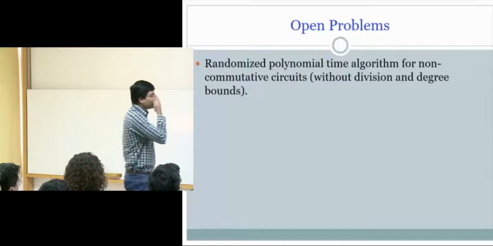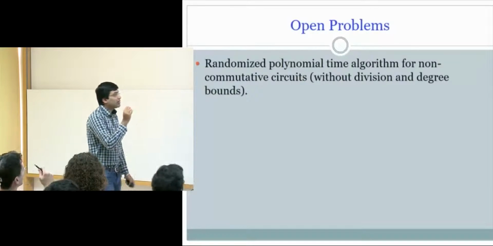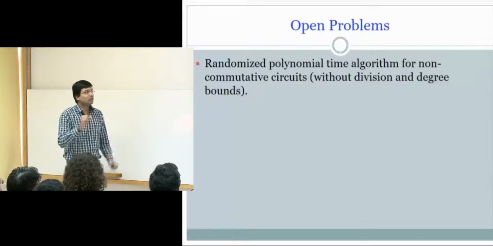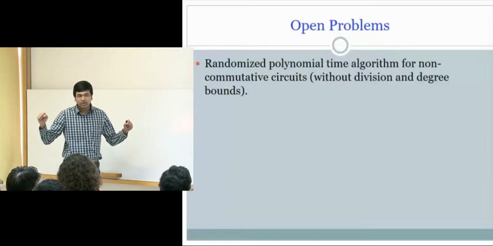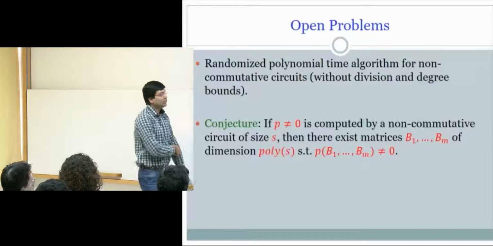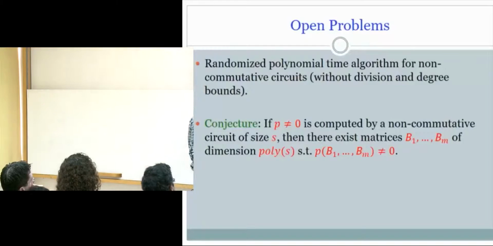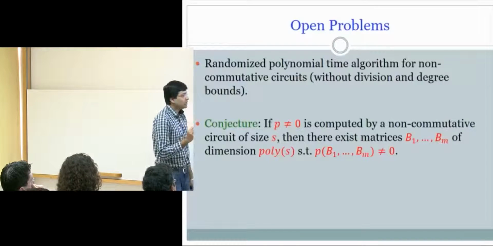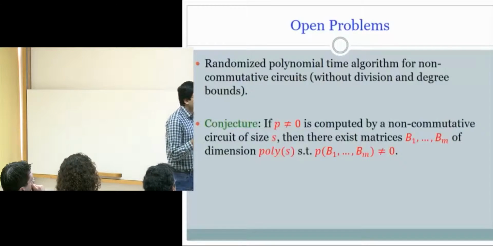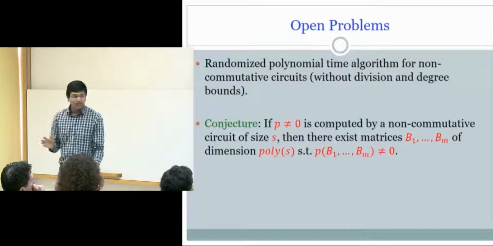So, open problems. One obvious open problem is to give a randomized polynomial time algorithm for non-commutative circuits where you don't bound the degree of the polynomial. The main problem here is that we don't know such a theorem. Here's a conjecture: if a non-commutative polynomial is non-zero and it's computed by a non-commutative circuit of size S, then there exist matrices B1 to Bm of dimension poly(S) such that P evaluated on B1 to Bm is non-zero. This is a very natural conjecture.